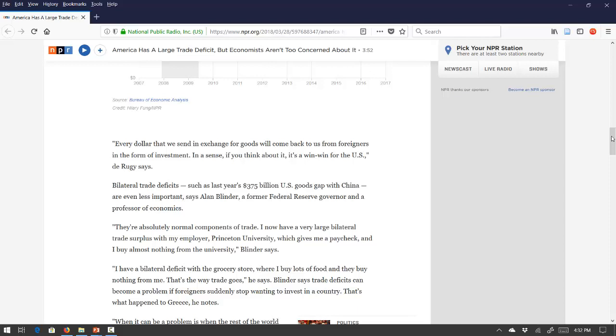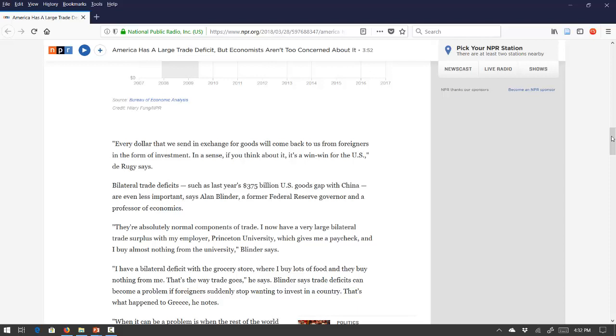Every dollar that we send in exchange for goods will come back to us from foreigners in the form of investment. In a sense, if you think about it, it's a win-win for the US, Derugi says. Bilateral trade deficits such as last year's 375 billion US goods gap with China are even less important, says Alan Blinder, a former Federal Reserve governor and professor of economics. They are absolutely normal components of trade.